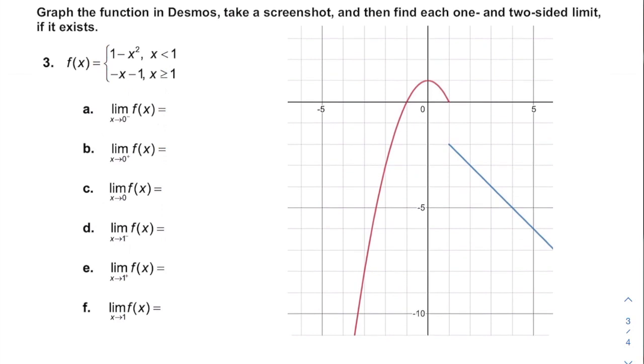So we're only going to use the graph for this. If you don't have a graph when you go to do your practice, you're going to have a difficult time. So please make sure you get a graph. Take a screenshot, put it in your notes, and then find each one and two-sided limits.